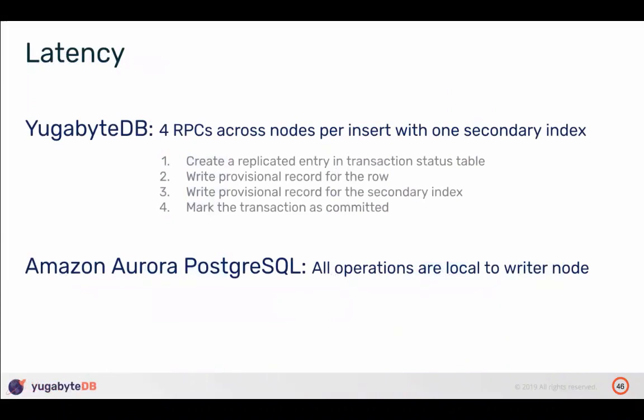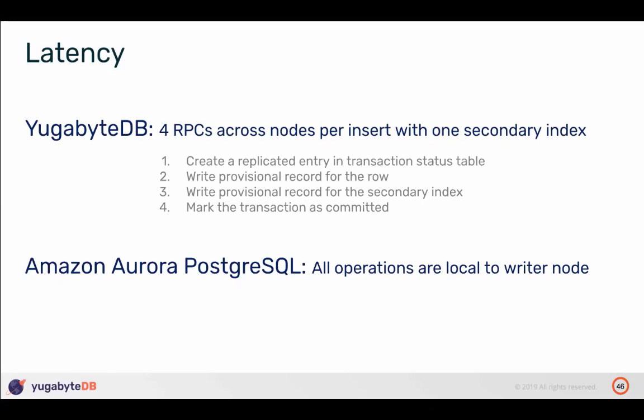The latency for YugaByte is high and the throughput is lower because every operation in a secondary index insert workload is really 4 operations that are multi-node RPCs inside the database, right? Firstly, we create a 3-way replicated entry in a table called the transaction status table, where we say that this is a multi-node transaction in progress, and then we write a provisional record for the row. We write a provisional record for the index, and we have to make it provisional because these two cannot be visible. They have to be atomically visible, the row entry and the index entry. And finally, we flip both to make them visible by marking the transaction committed. So there are 4 different operations going on inside.